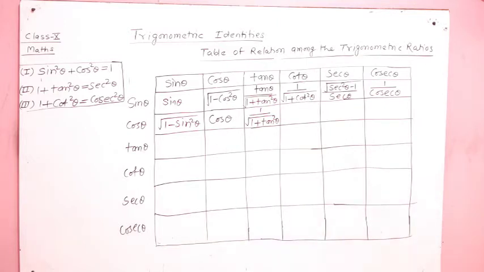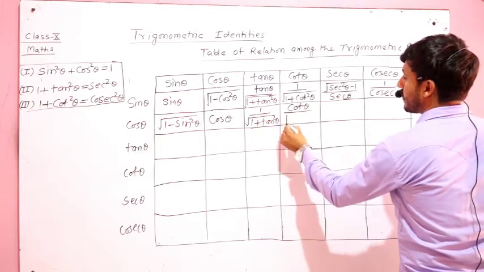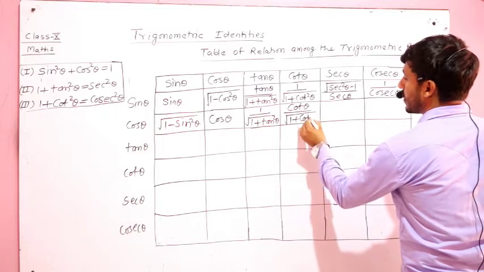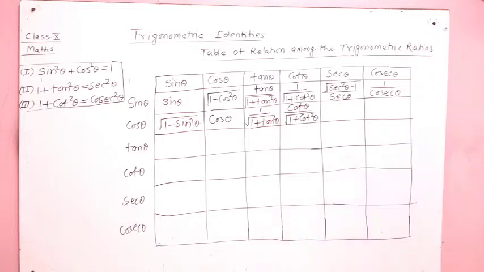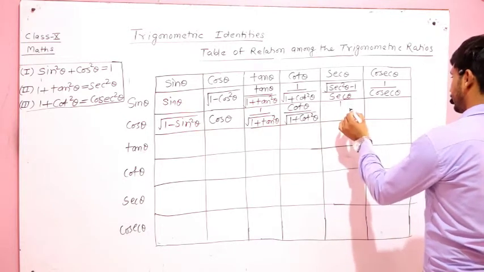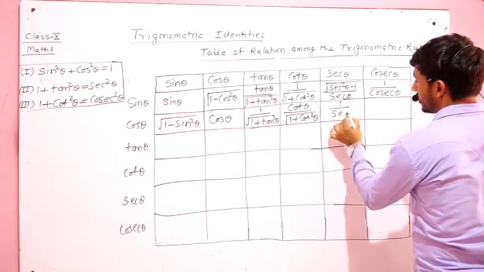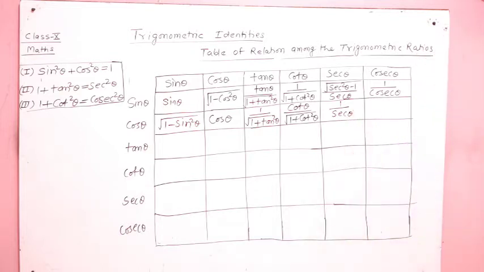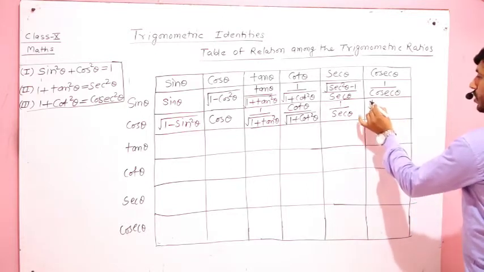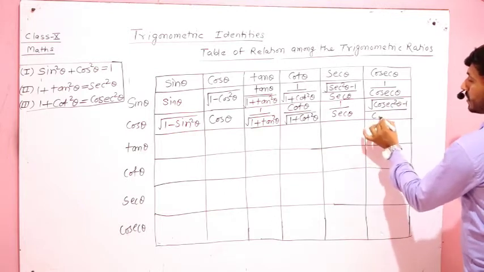In the next step we have to find cos theta in terms of cot theta, and that is given as cot theta divided by root of 1 plus cot square theta. In the next relation, we have to find cos theta in terms of sec theta, and that can be given as 1 upon sec theta. In the next relation, we have to find cos theta in terms of cosec theta, and that is given as root of cosec square theta minus 1, that is divided by cosec theta.